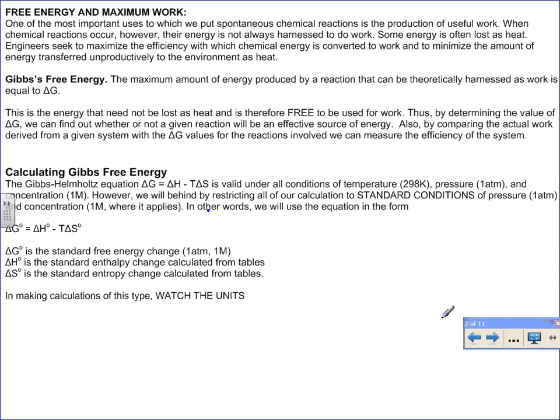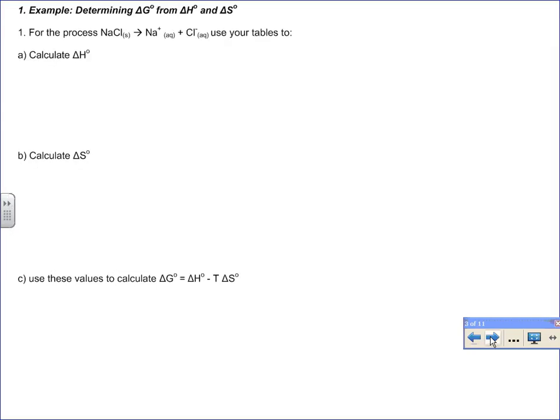One of the biggest things to consider when you're doing these calculations is to be mindful of the units, which I've already mentioned, and I'll mention a few more times because it is one of the most common errors that people have when calculating Gibbs free energy. So we've got this process here of sodium chloride dissolving. We can calculate the delta H naught for this system using our heats of formation values from the thermodynamic tables.